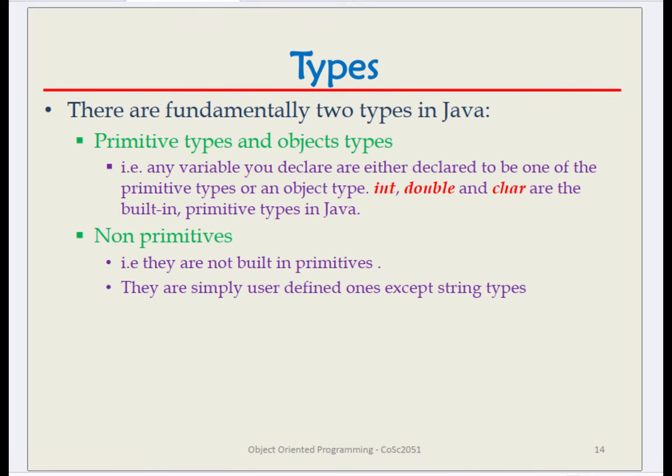Types. There are fundamentally two types in Java, primitive types and object types. Any variable you declare is either declared to be one of the primitive types or an object type. int, double, and array are built-in primitive types in Java. Non-primitives are not built-in primitives. They are simply user-defined ones, except string types.